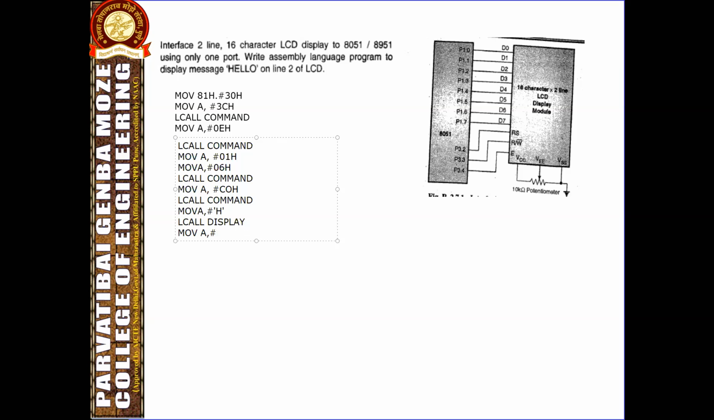Hash, second letter E, for displaying letter E. Then again write LCALL display. Then after that we have to write MOV A, comma hash, letter L. Then LCALL display.